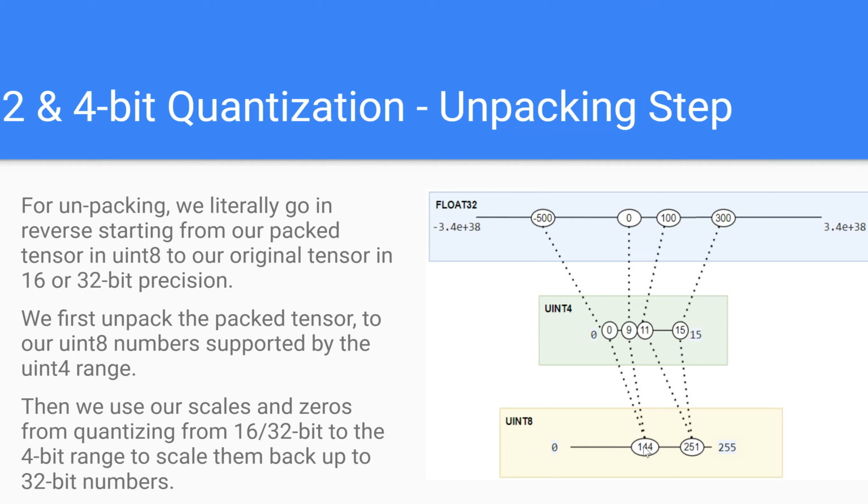But essentially, the unpacking step is in reverse. We are going to unpack them first, back up to the uint4 range, and then we're going to use our scale and 0 point to scale them back up into the unquantized range to dequantize our numbers. And that is how we are going to represent our numbers using 2 to 4 bits per number.